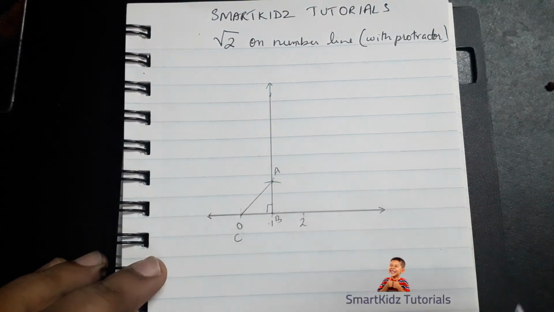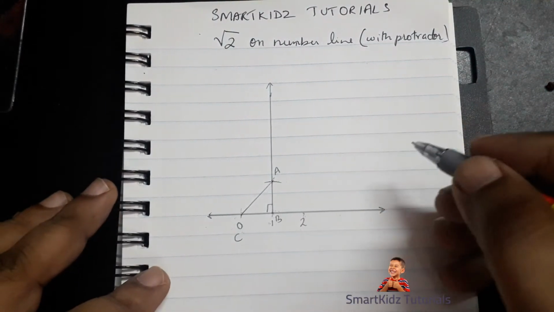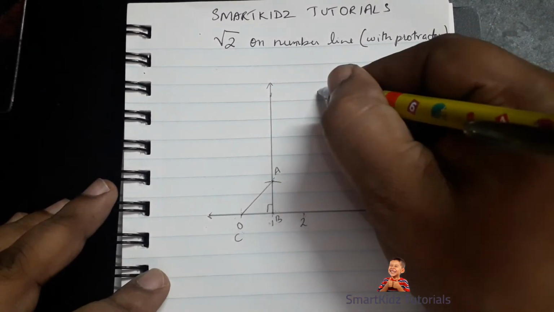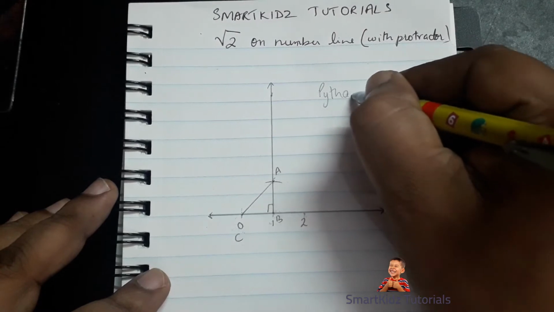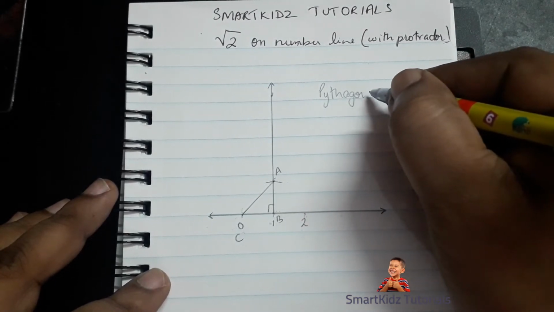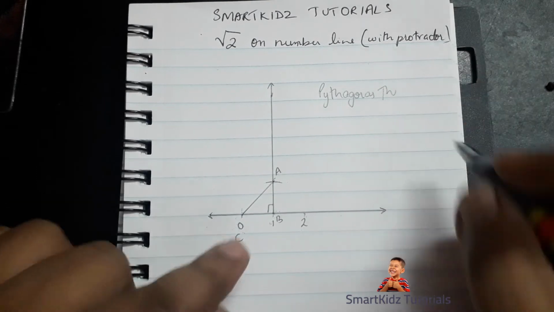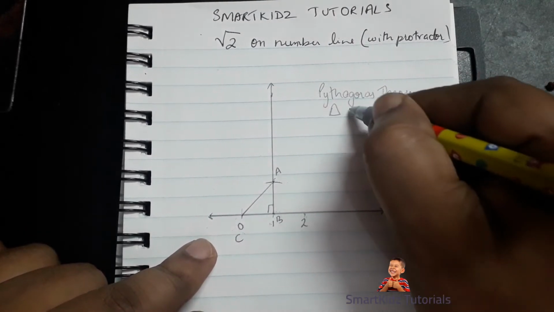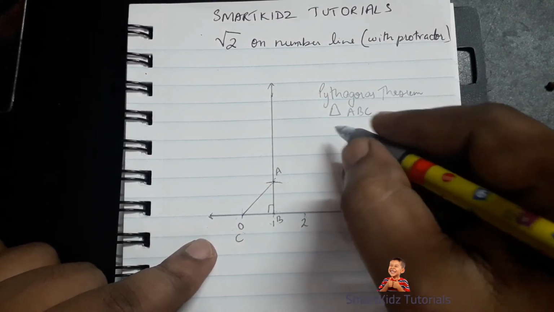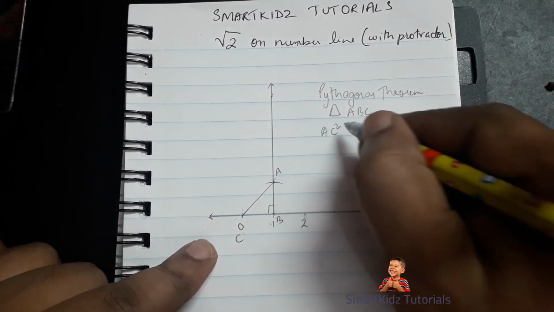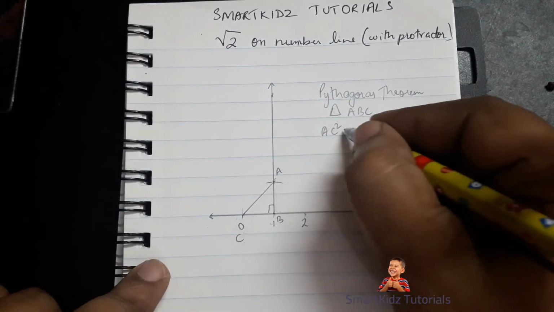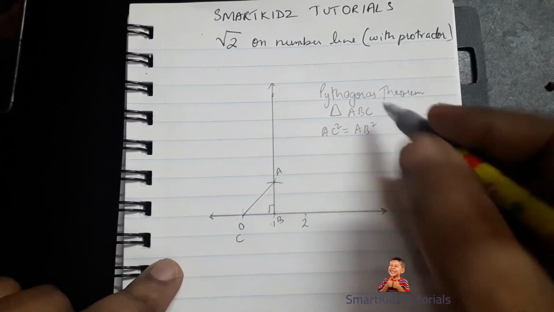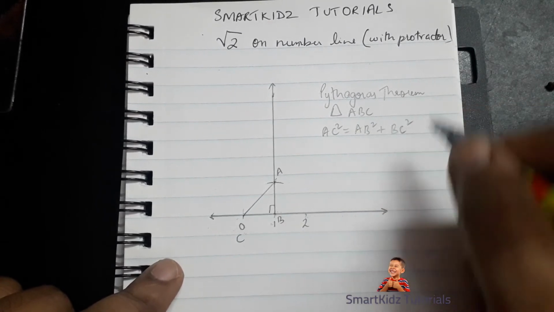Lines continue, so I'll mark these arrows. Now you must be knowing Pythagoras theorem, and according to Pythagoras theorem, which applies only to right angle triangles, okay, and we have a right angle triangle here. So Pythagoras theorem applied to triangle ABC will look something like this. AC square, which becomes the hypotenuse, the longest side, is equal to the sum of the squares of the other two sides, which is AB square plus BC square, this way.